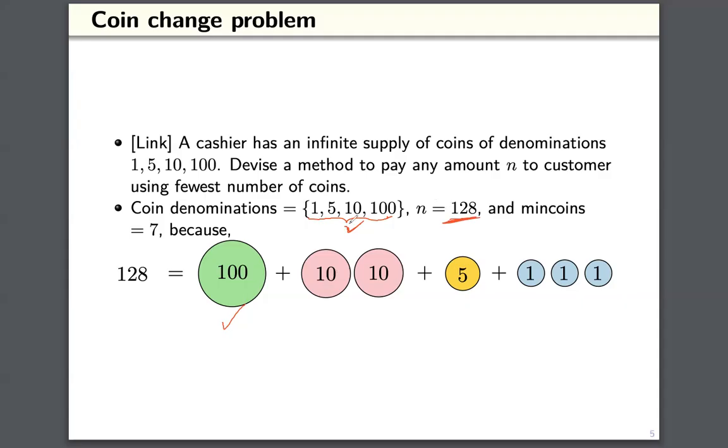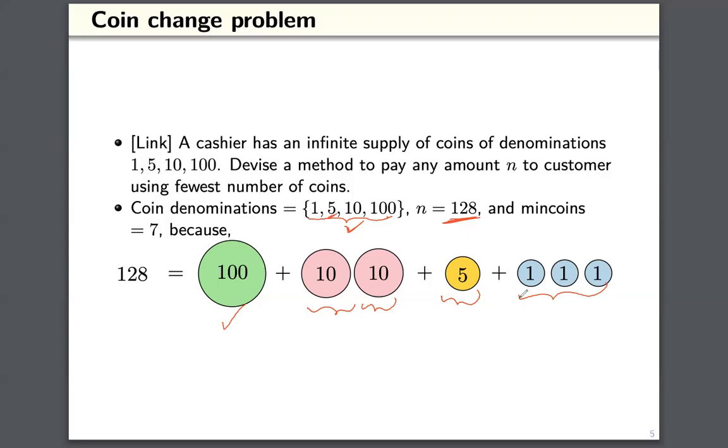Then remove from 28 a number of coins of the second maximum denomination. You can remove 10 and 10, so you can remove 20. You cannot remove 3 times 10. The remaining amount is 8. Then remove from 8 the number of coins of denomination 5. You can only remove 5 once. Remaining is 3, so 1, 1, 1. Make sense? So this is how most cashiers give change.